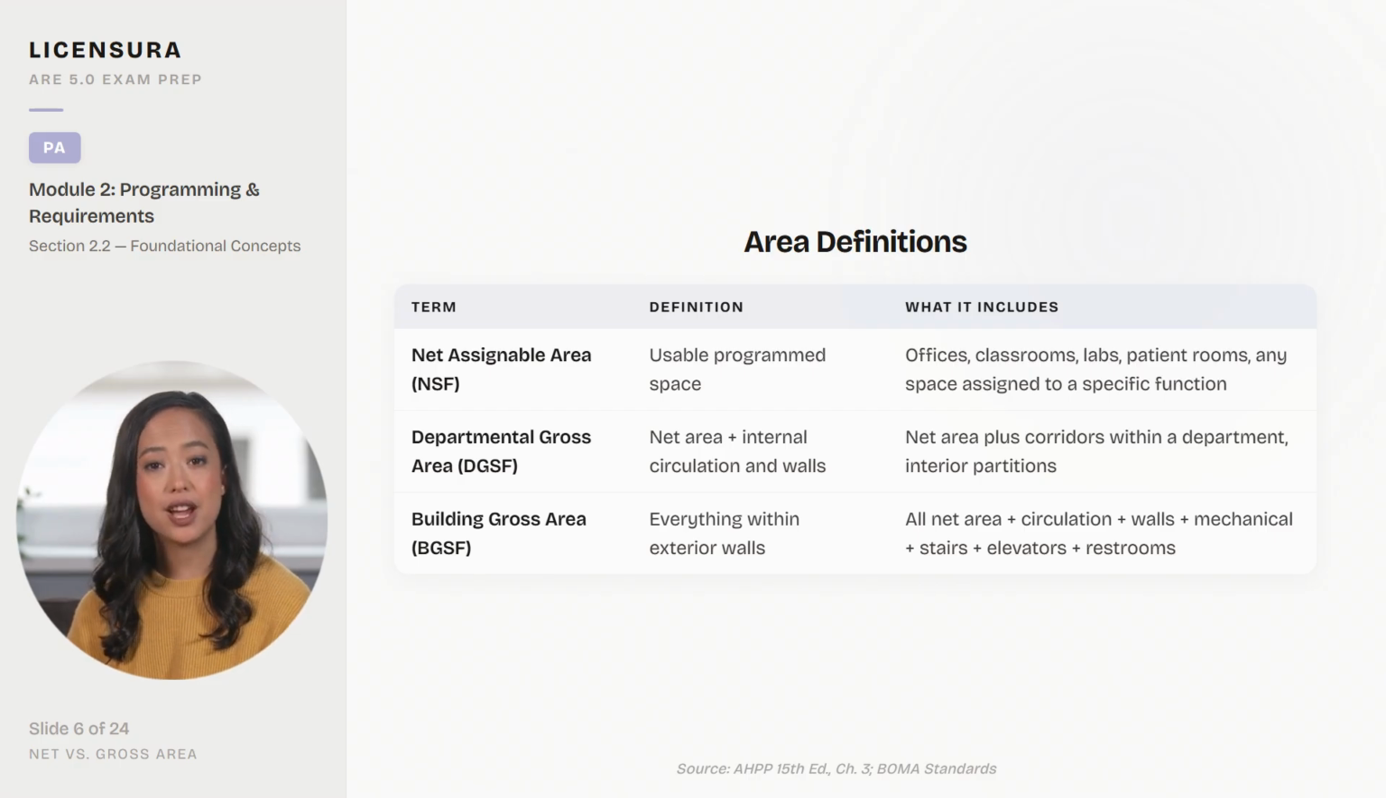The area definitions on screen establish three critical terms. Net assignable area is the space people actually use: offices, classrooms, patient rooms. Departmental gross adds the internal circulation and walls within a department. And building gross includes everything within the exterior walls, all the mechanical rooms, stairs, elevators, and restrooms that make a building function. Understanding these three levels is essential because the program deals in net area, but the building is built and budgeted in gross area.